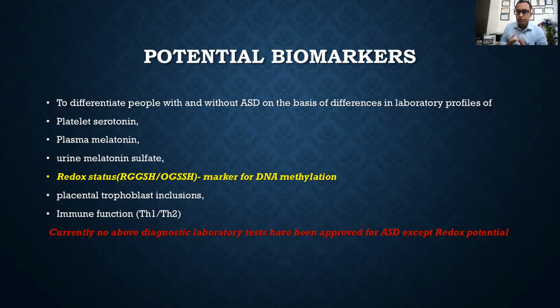So the studies have found that there is an imbalance between the Th1 helper and Th2 helper cells. The Th1 helper cells, which are good, reduce in children with ASD. As a result, they are more prone to immunological manifestations, frequent allergies, frequent cough, frequent courses of antibiotics. So if we look at this ratio of Th1 to Th2, you will find the ratio comes down because of the decrease in Th1 in ASD kids. But currently, none of the above diagnostic laboratory tests have been approved for ASD except redox potential.